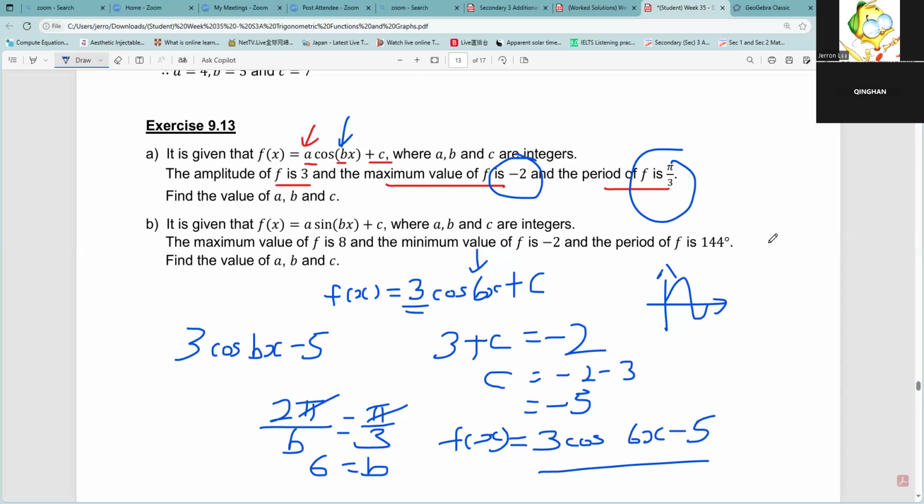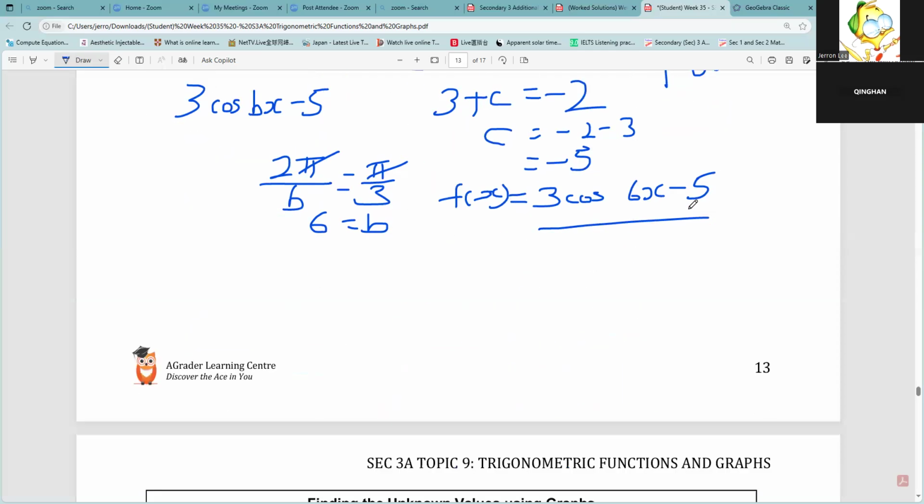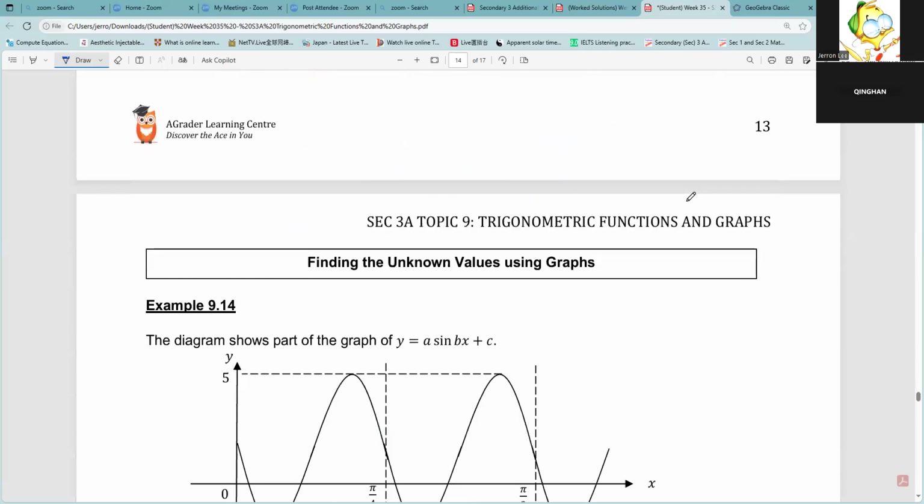Okay, so now you have found this, you can try maybe part B yourself. But part B is in degrees, so you have to use 360 divided by b. So you try it on your own. Once you get the hard copy, no problem. That is how to find it from the given parameters.